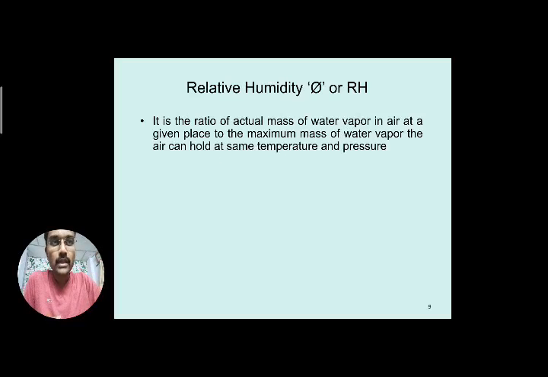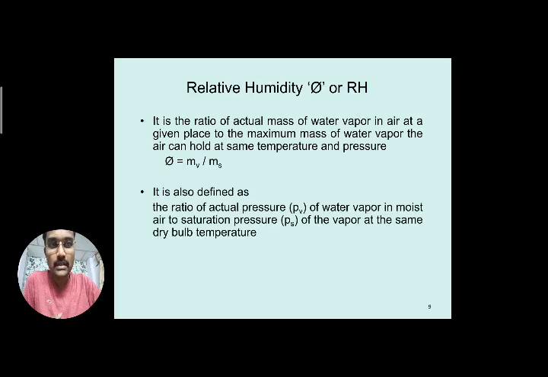That is denoted by phi, which is equal to Mv by Ms. It is also defined in another form in terms of pressures: the ratio of the actual pressure of water vapor in moist air to the saturation pressure of the vapor at the same dry bulb temperature. This is the other definition in terms of pressures. So this can be written as phi equals Pv by Ps.